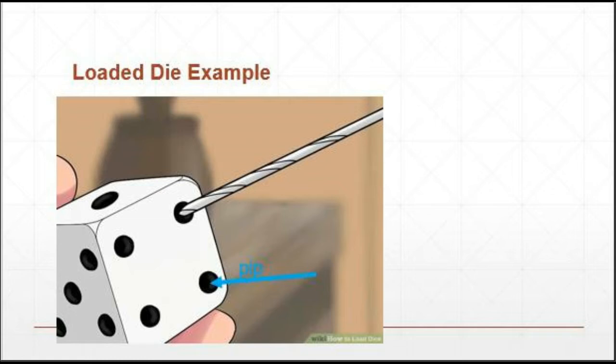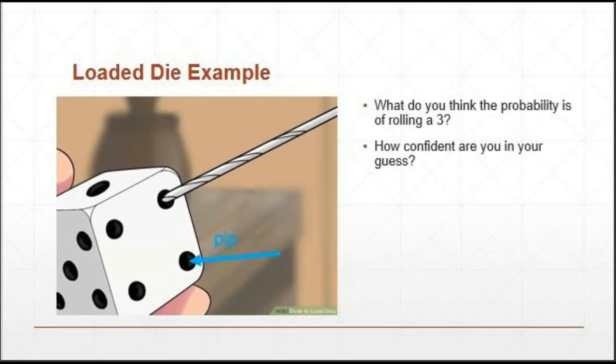Suppose I have a six-sided die. I drill holes into the face with 4 pips and fill the holes with lead. I then paint over these holes to make the four-face indistinguishable from before. I've created a loaded die. Opposite from the four-face is the three-face.